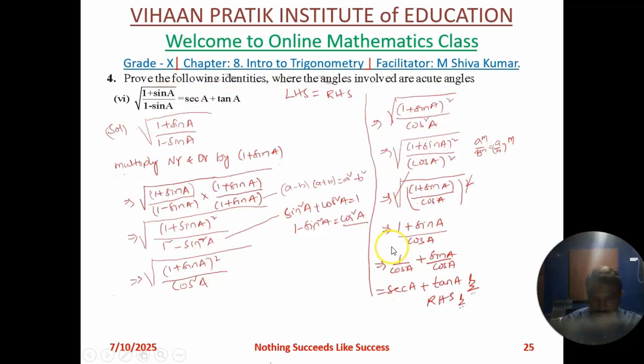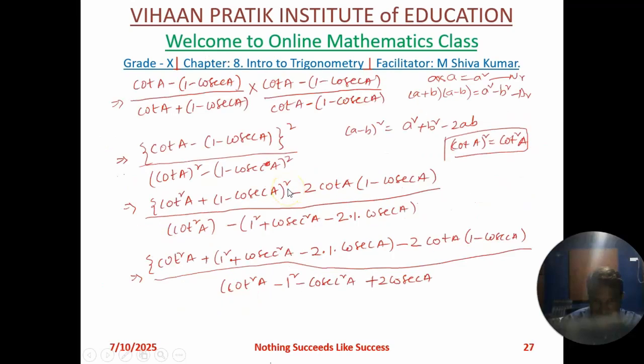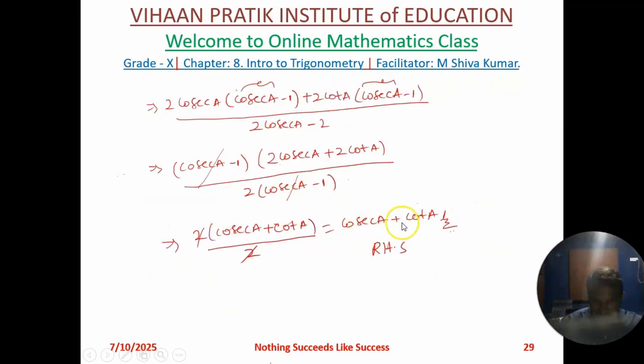So we are asked to prove cos A minus sin A plus 1 divided by cos A plus sin A minus 1 equals cosecant A plus cot A. So we started with LHS, which is cos A minus sin A plus 1 by cos A plus sin A minus 1. We arrived at cosecant A plus cot A.